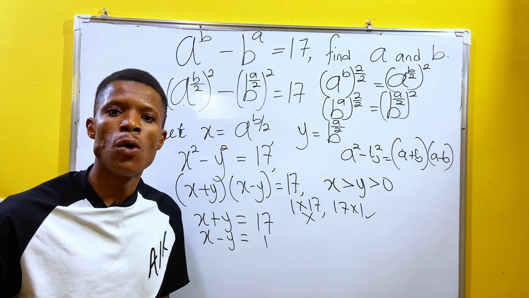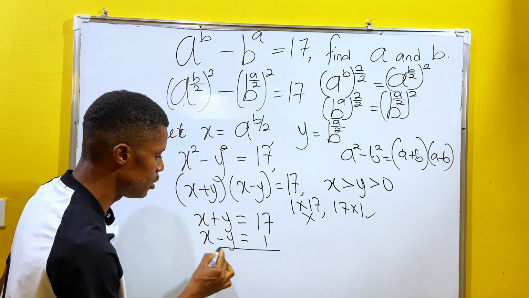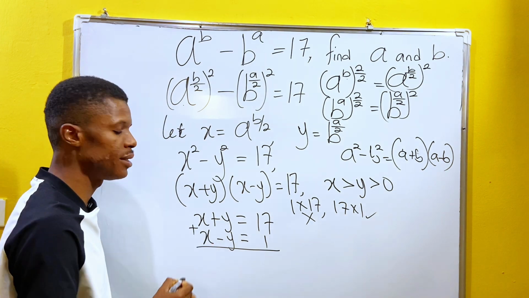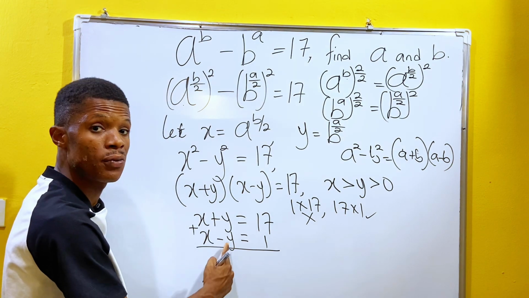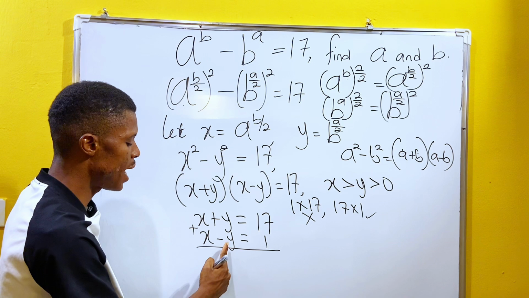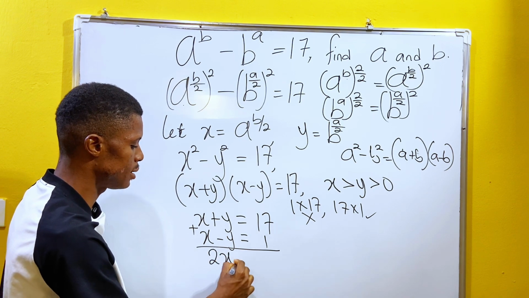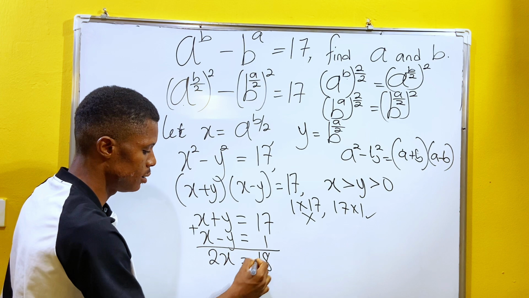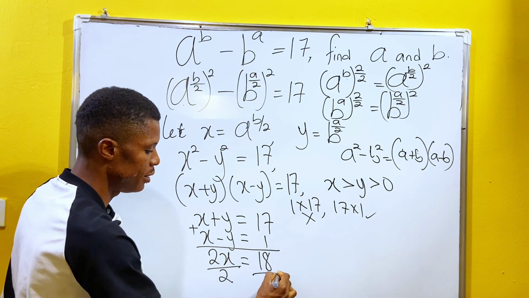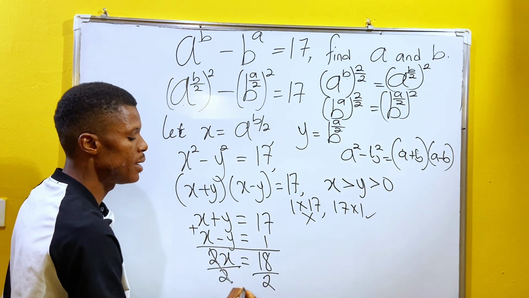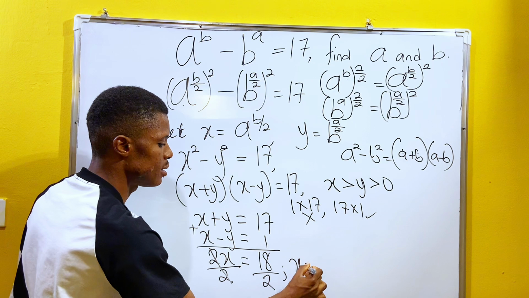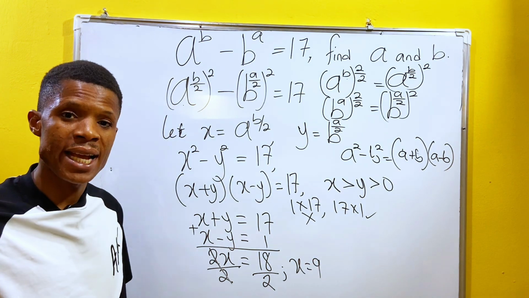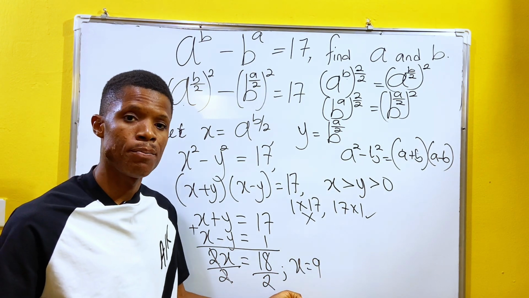Okay? So by elimination, to find the value of x, I will simply add the two equations because the coefficients of y are the same. So if I add these two, I have 2x is equal to 17 plus 1, which is 18. Divide by 2, divide by 2. If you divide by 2, you observe that x is equal to 9. So x is 9 in this particular term.